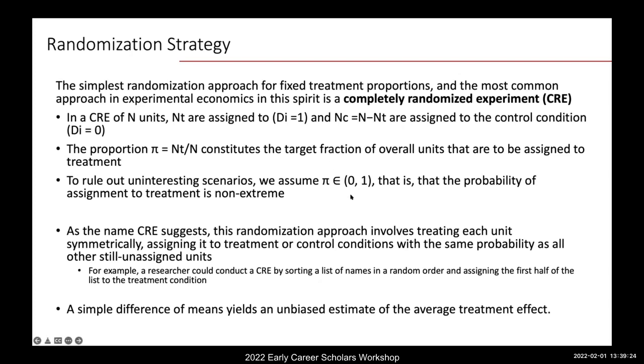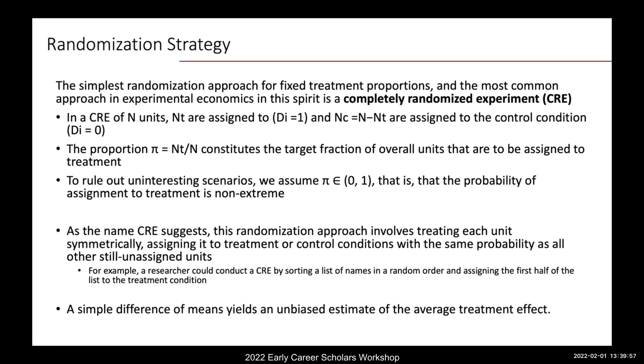So, for example, you would want to avoid the case of the Bernoulli trial, where you have everybody in the control group and nobody in the treatment group, right? So as the name completely randomized experiment suggests, the randomization approach involves treating each unit symmetrically. Okay, so that means that we are going to assign it to treatment or control conditions with the same probability as all other still unassigned units.